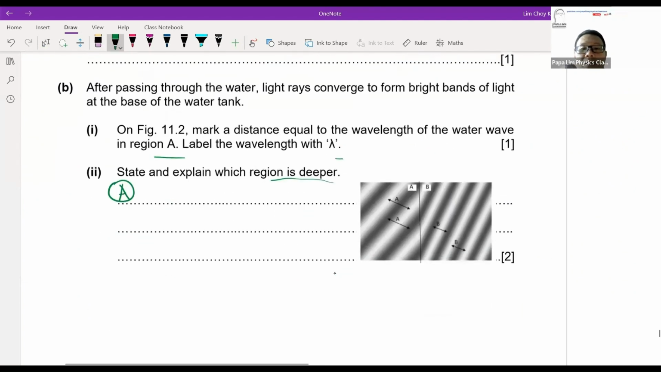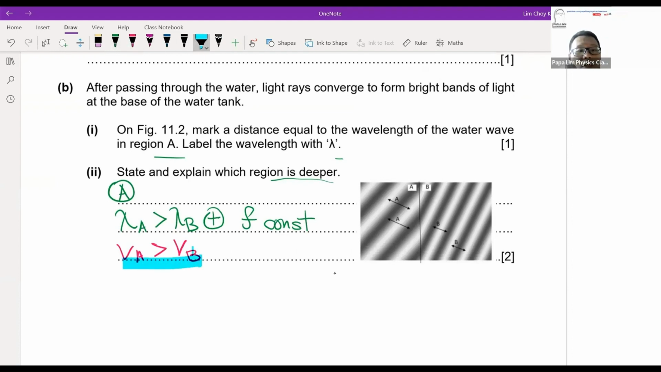And how do you explain it? Like what I mentioned, you have to mention the wavelength of A being bigger than B. Then you have to mention that the frequency of the wave remains constant for all media. From there, you should be able to deduce that the speed of A is bigger than the speed of B. And with the deduction that the speed is larger at A, you will be able to deduce that the depth of A is larger than the depth in B.